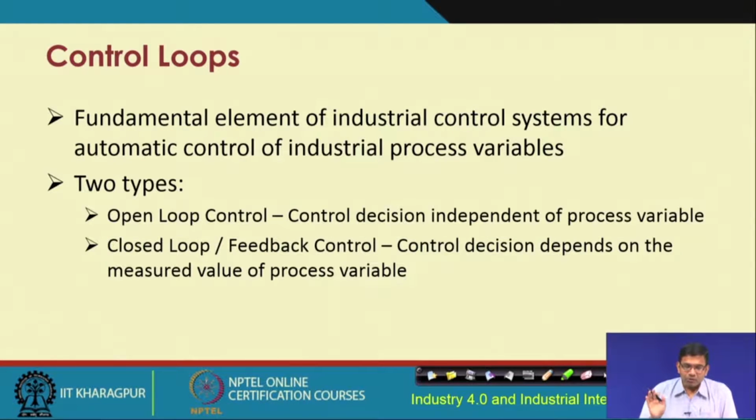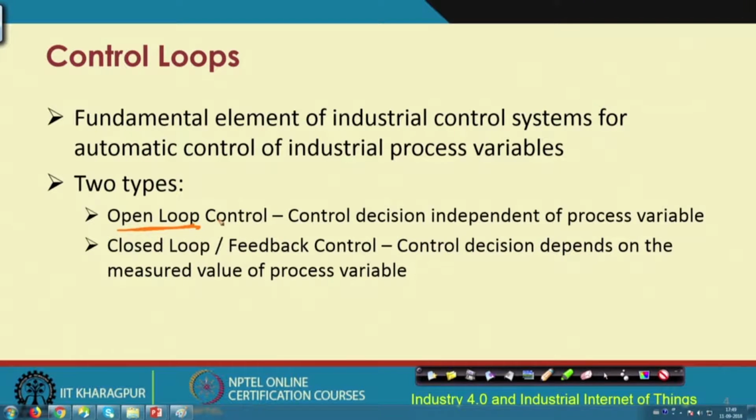So, there are two types of control loops, one is the open loop control, and the other one is the feedback control or the closed loop control. In open loop control, the control decision is made independent of the process variable, whereas in the feedback mechanism, the closed loop mechanism, the control decision basically depends on the measured value of the process variable. So, there are two types of control.